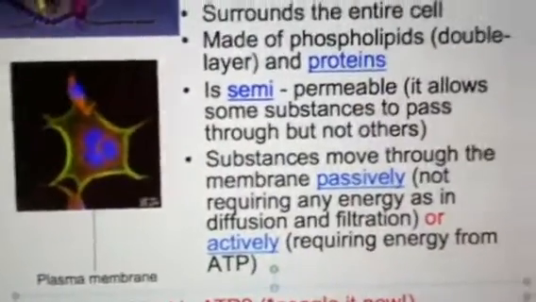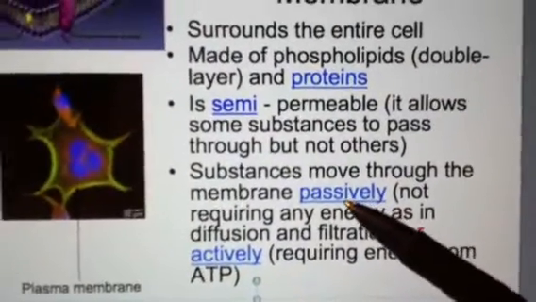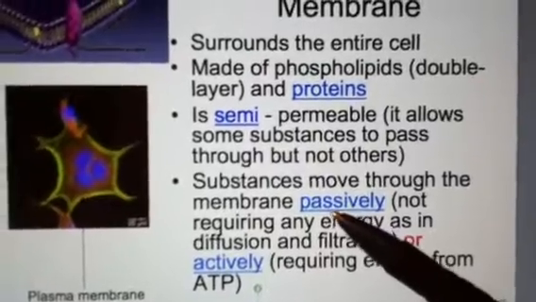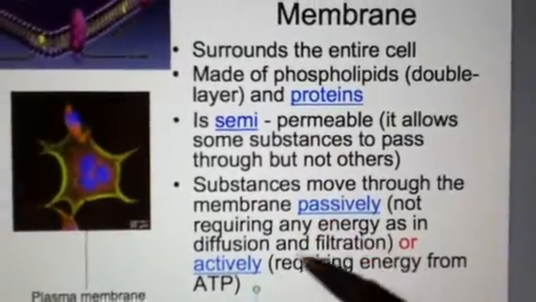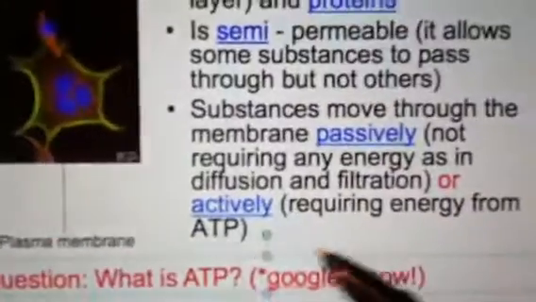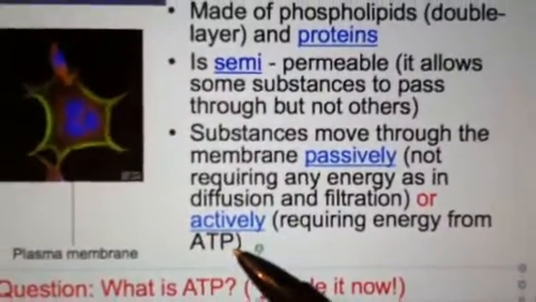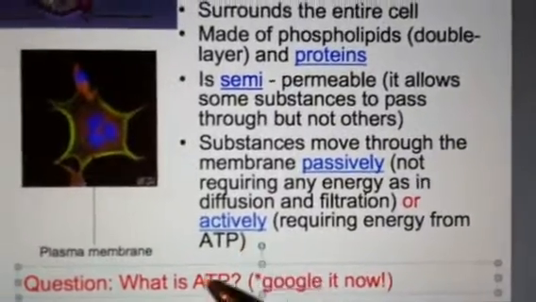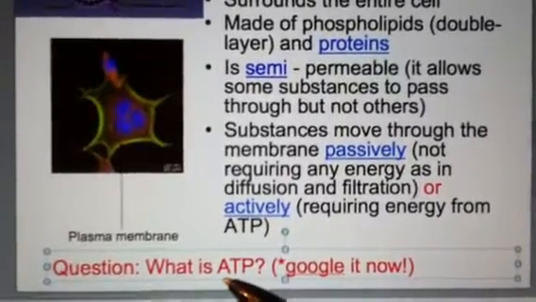Substances can flow in freely, passively, and that doesn't require any energy. That would be known as passive diffusion. Or sometimes they need energy to move in and out of those channels here that we're talking about. If energy is required, it's usually in the form of energy known as ATP. Do you know what ATP is? If you don't, Google it now.